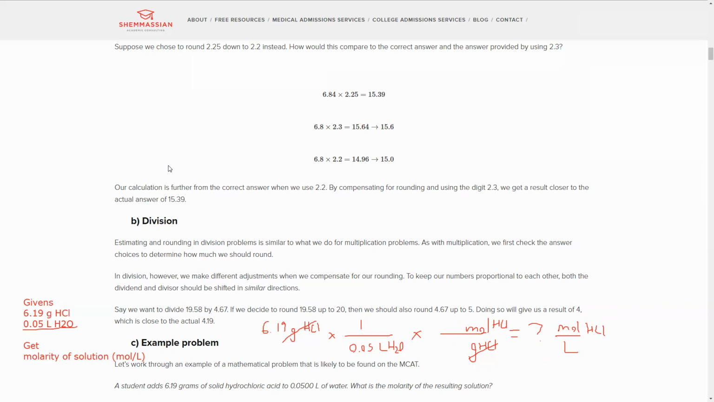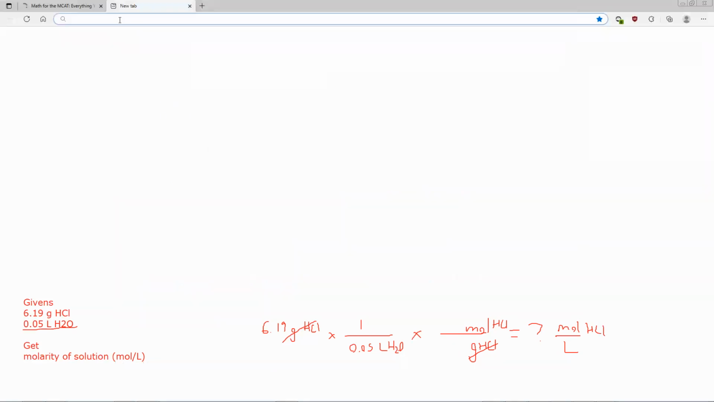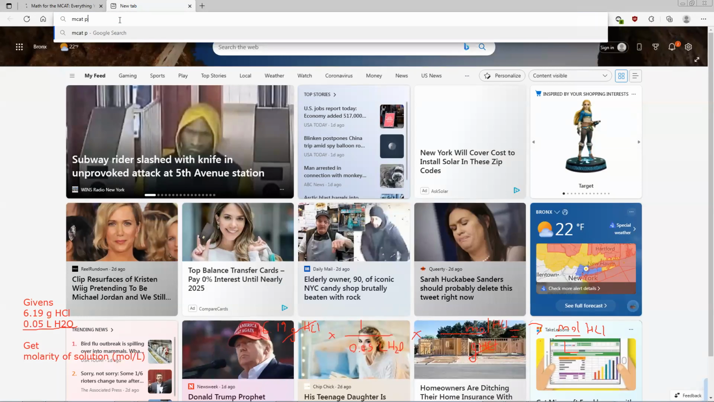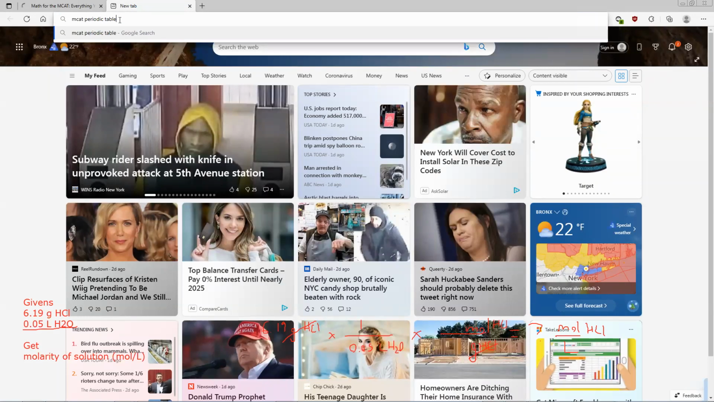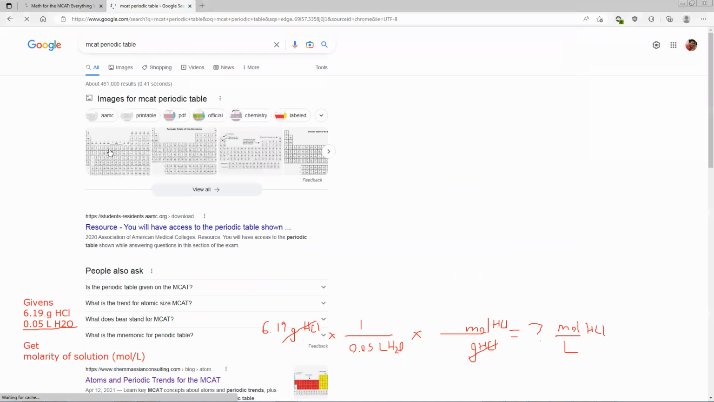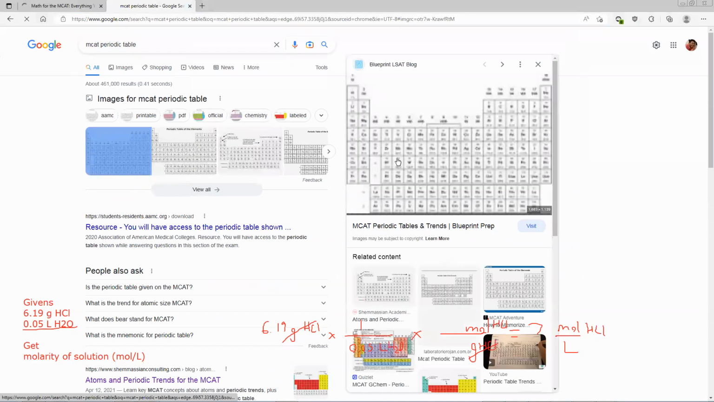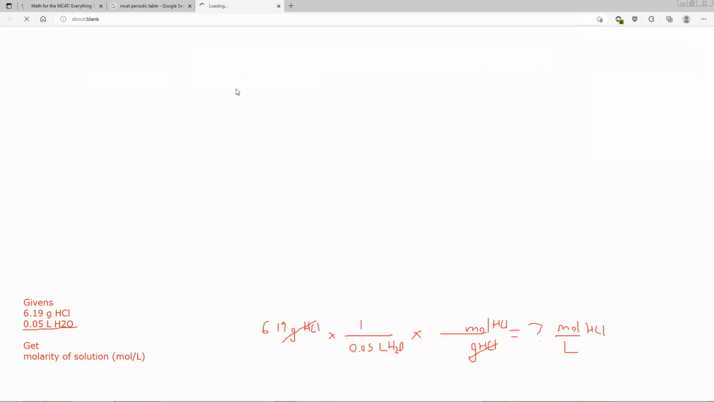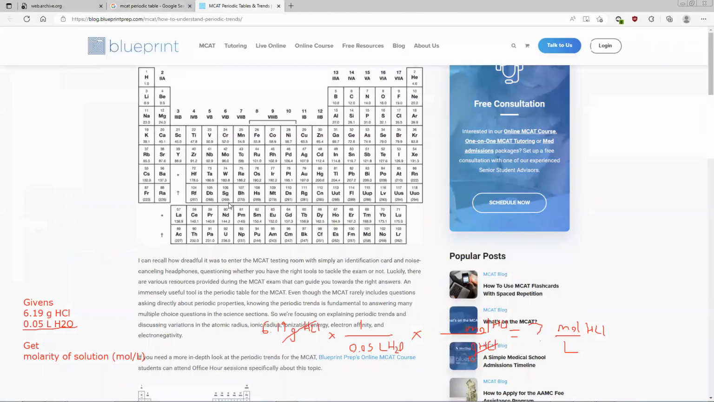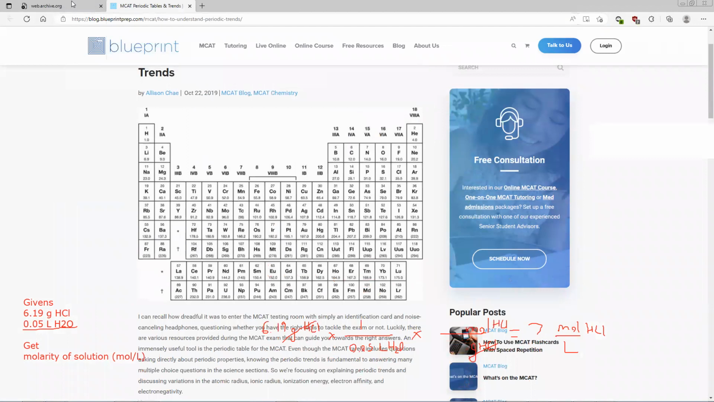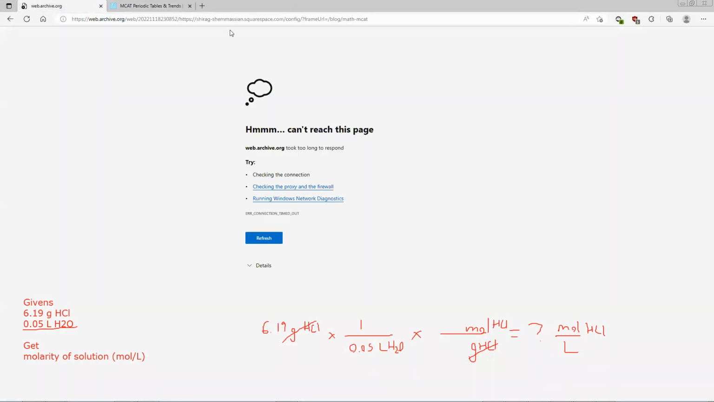Yes, indeed, the periodic table. So let's go look up the periodic table. And definitely whenever you're doing this, look up specifically the MCAT periodic table, because this is the one that will be given to you. You don't get any less info than this when you're taking it. So just practice with the one that's been given. So here's our MCAT periodic table.